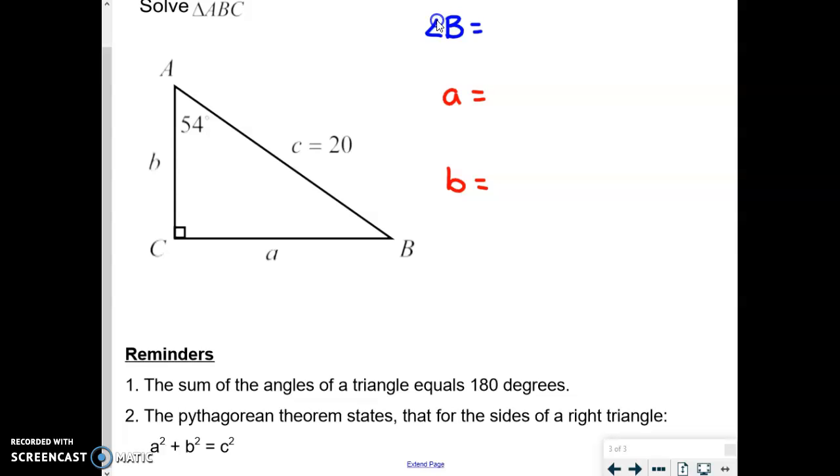So the first one, angle B, is going to be relatively simple because it plays off of the fact that all three angles are going to add up to 180 degrees, and we already know two of them. Since this is a right angle, which is 90 degrees, and angle A is 54 degrees, we can take their sum and subtract it from the 180 to get our final answer. So in this case, we would take 180 minus 90 plus 54, and in this case, we'd come up with the fact that angle B is equal to 36 degrees.